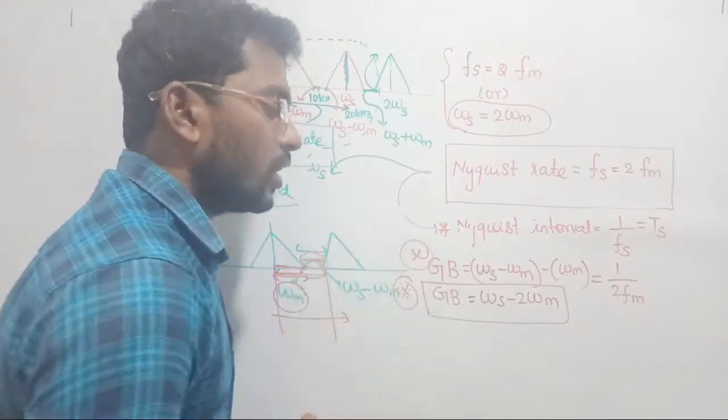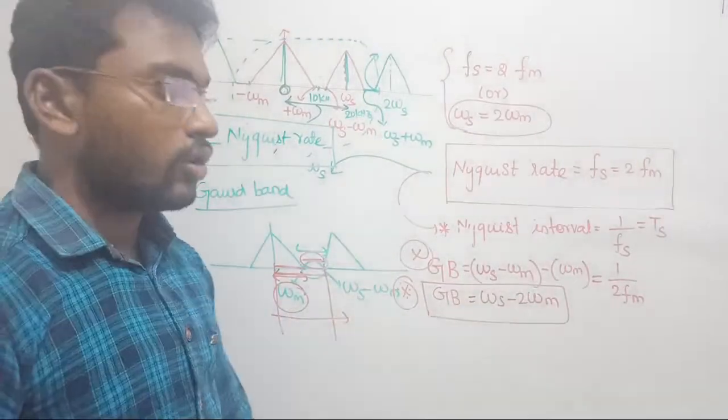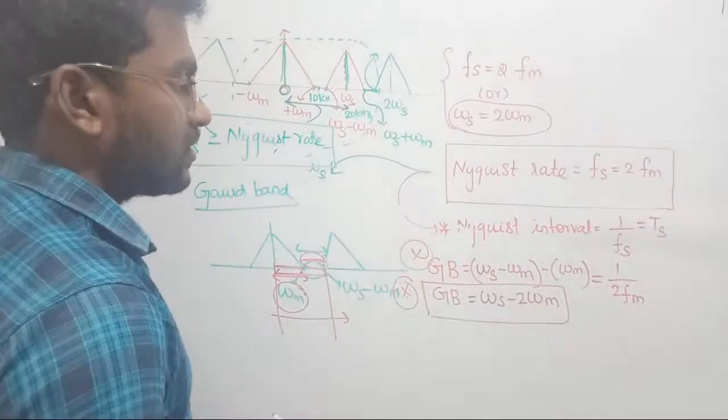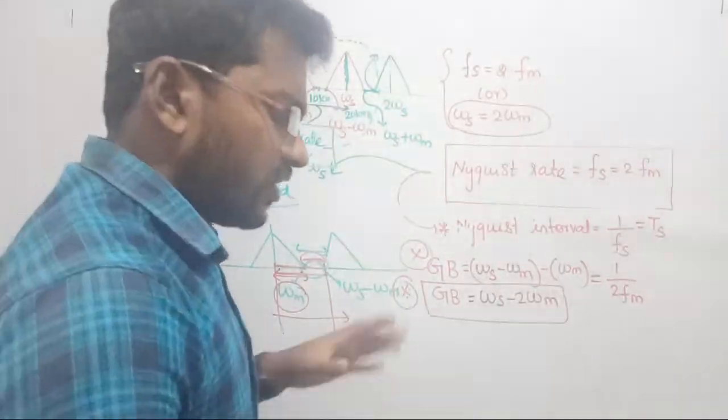That is 0 only. Because in critical sampling, sampling frequency should be equal to twice of maximum frequency. That is called critical sampling. Okay. Till now, whichever the things that we saw.